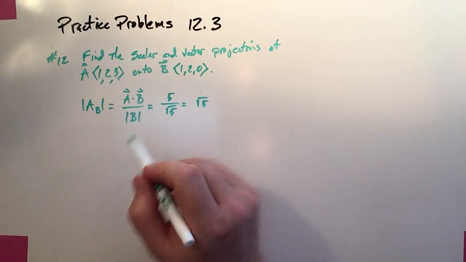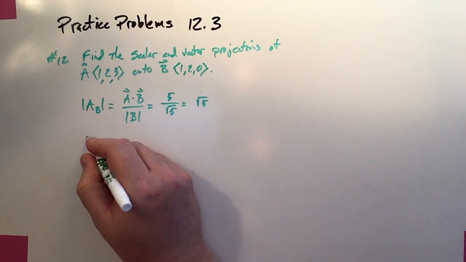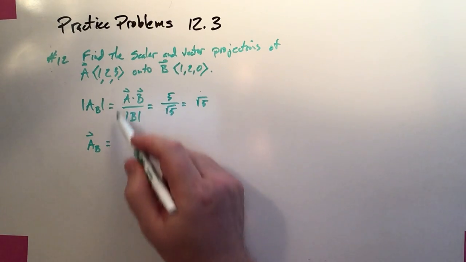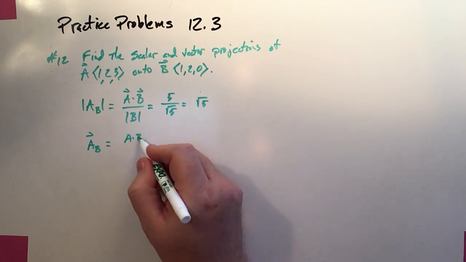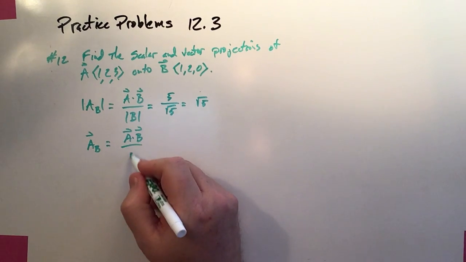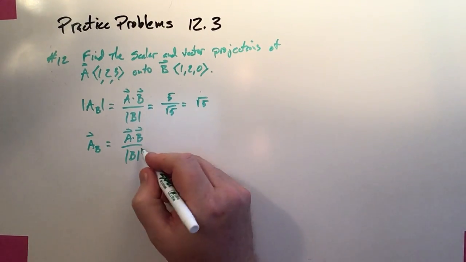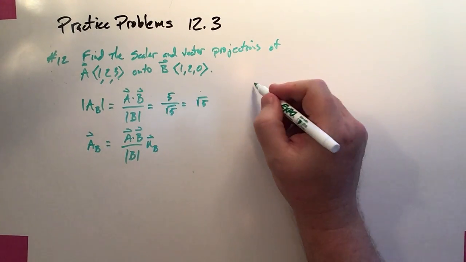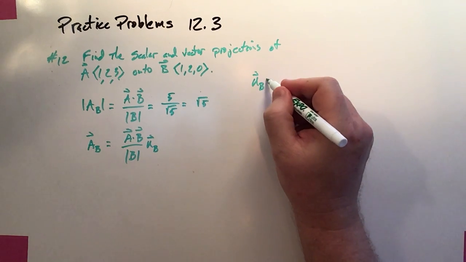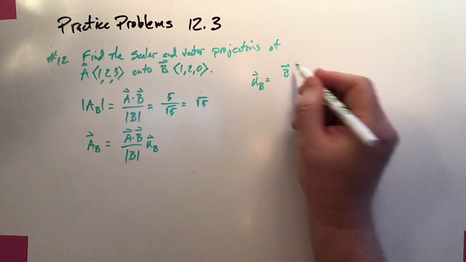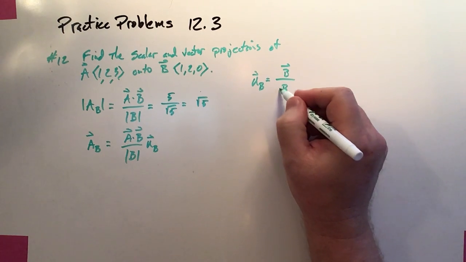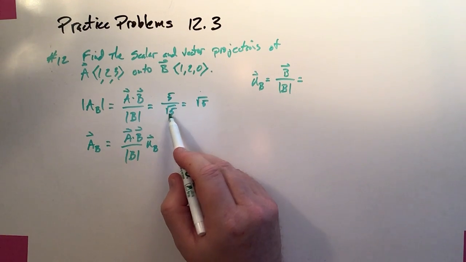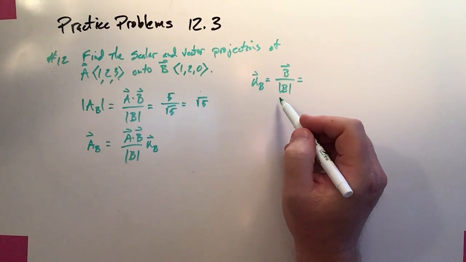The next thing we want is the actual value of A sub B as a vector. That is, we want the vector components for it. In order to do that, we're going to use the same thing, A dot B divided by the size of B, but now we're going to multiply it by a unit vector in B's direction. And of course, to find a unit vector in B's direction, I'm going to need to take the vector B and divide it by B's magnitude. We've already calculated B's magnitude, it's radical 5, so I'm basically going to divide B by radical 5.